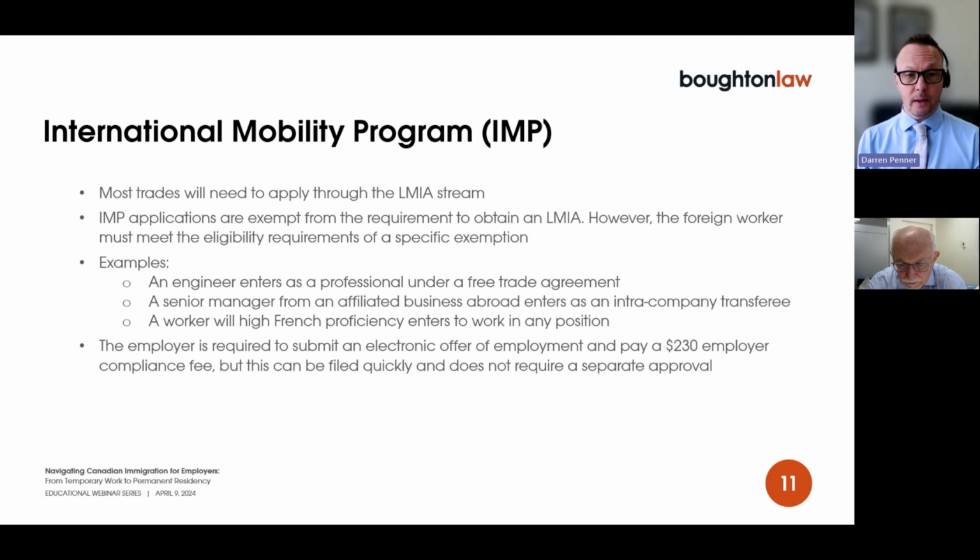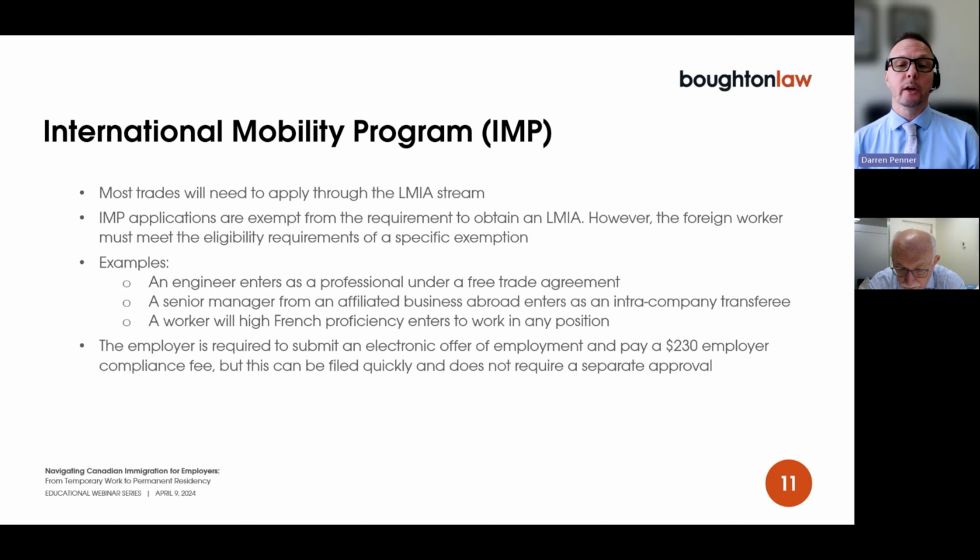we can facilitate that. Maybe a senior manager from an affiliated business abroad enters as an intercompany transferee, or a worker with high French proficiency enters to work in any position. Those are all situations where you can forego an LMIA and apply for a work permit.